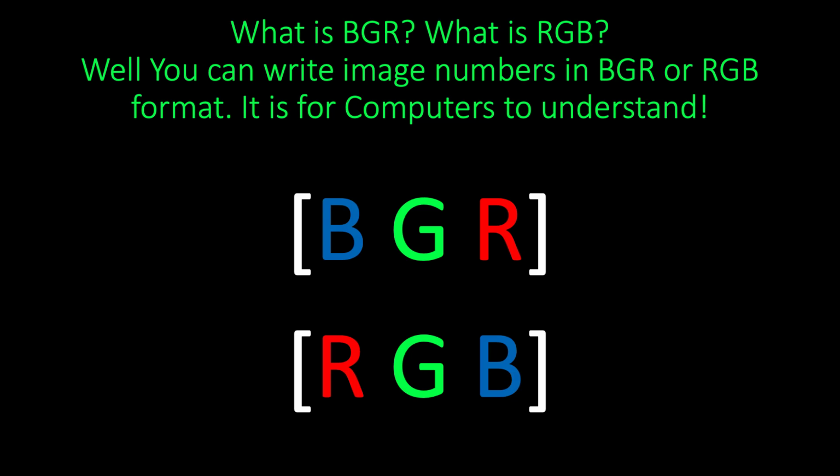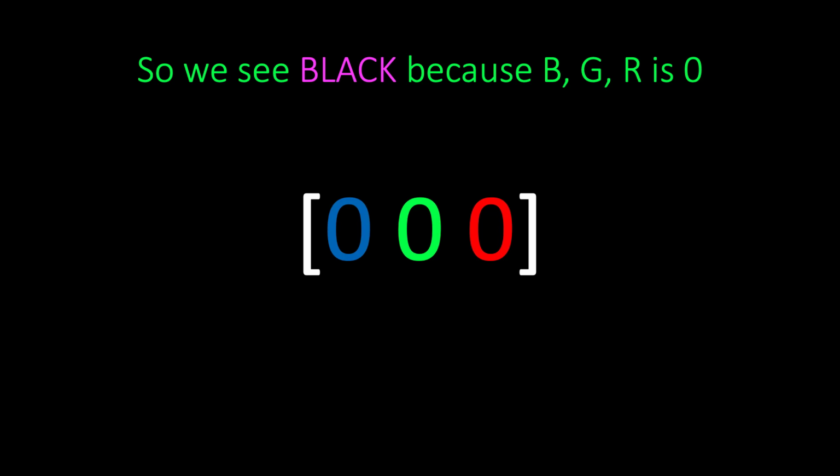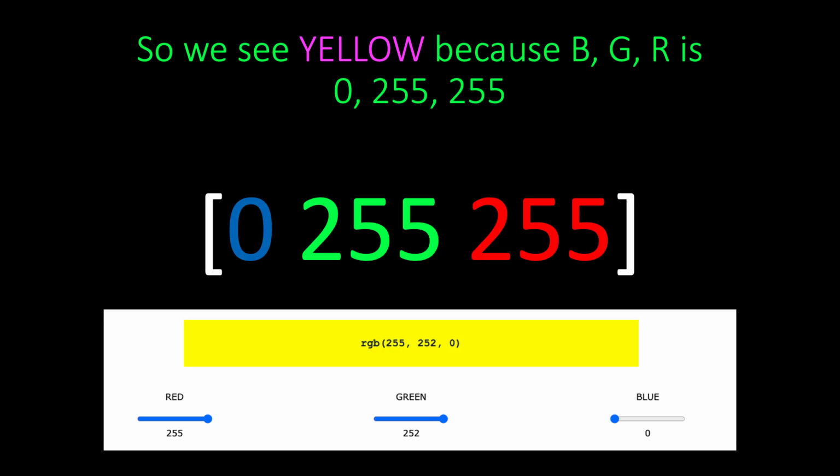When you're dealing with colors on an HTML kind of page, you can either have hexadecimal values like FF, or their corresponding decimal values 255, 255, 255. But that is RGB, and here we are dealing with BGR. All right. So we see white because BGR is 255, we see black because BGR is 000, and we see yellow because blue is 0 and red and green is 255, 255. So that's the core idea, right? To create yellow color, you make blue as 0 and green and red as their max values.